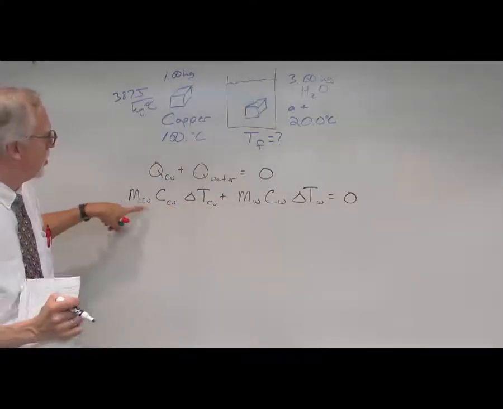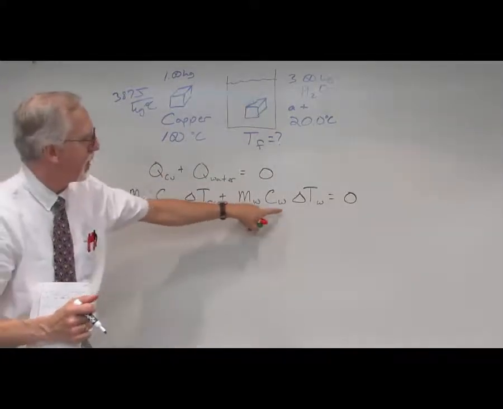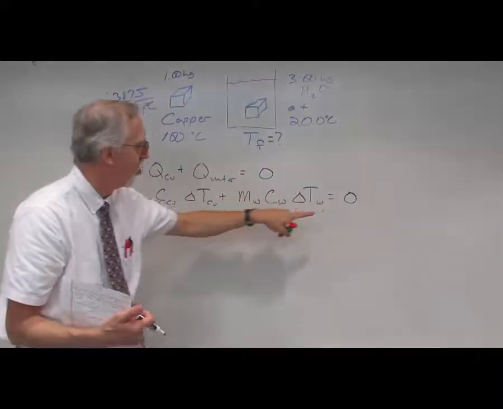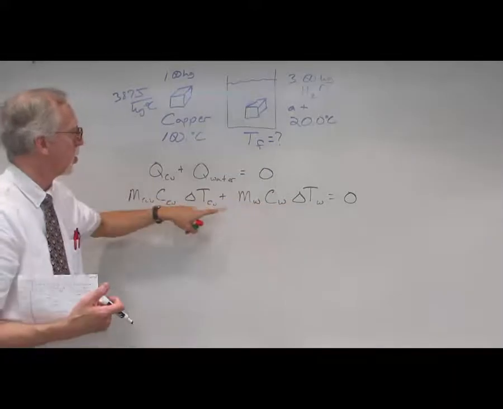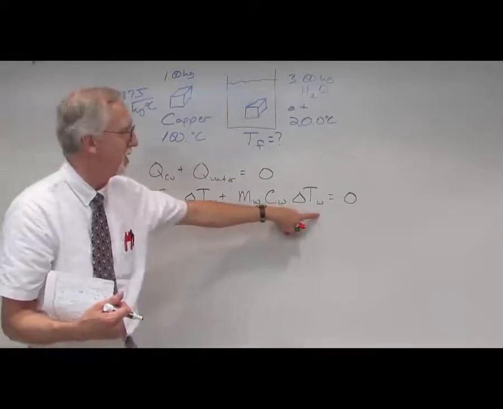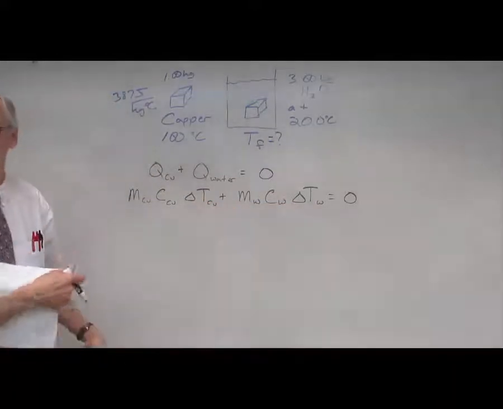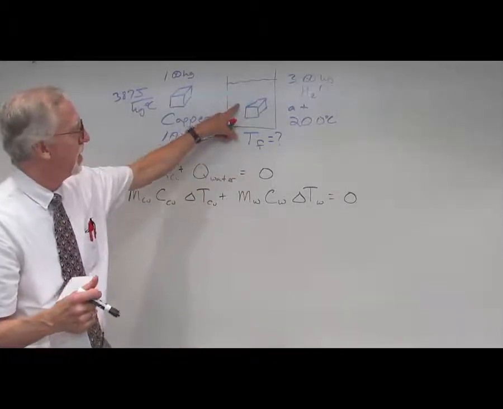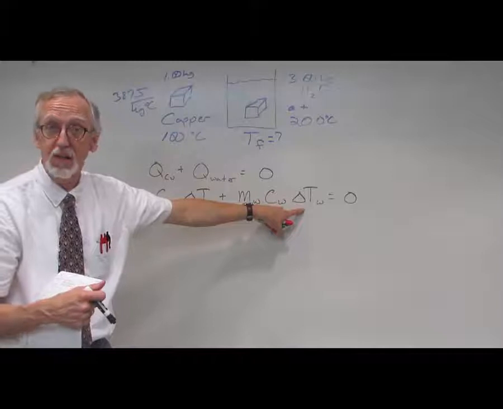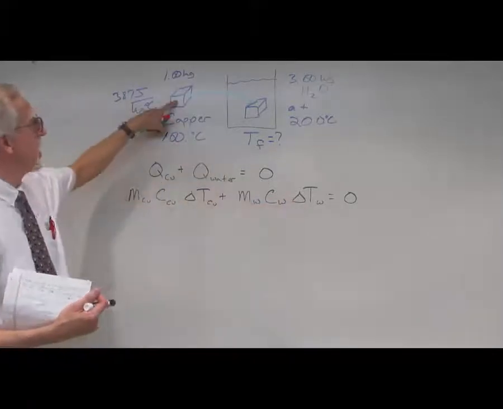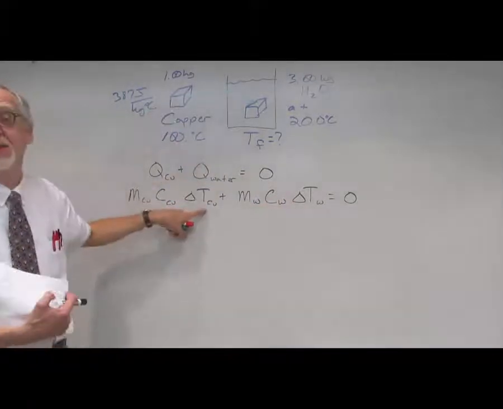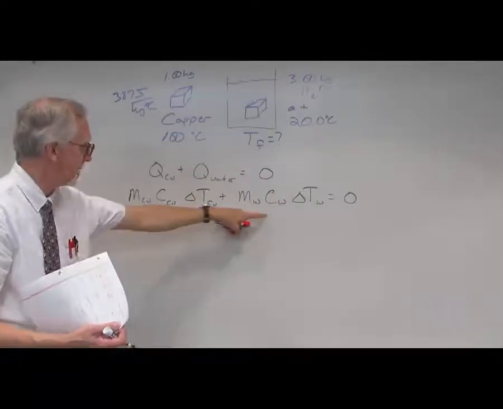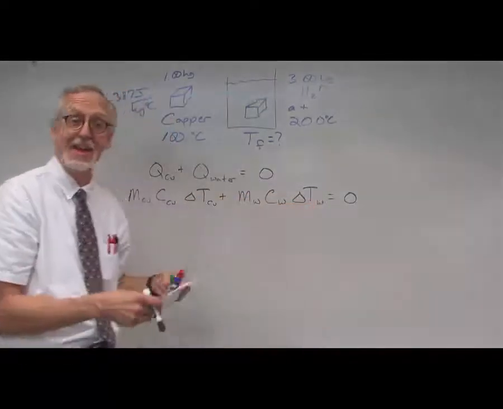So in other words, we know m and c are both positive quantities, so in order for the sum of these to be 0, one's going to have to be negative. In other words, delta T copper or delta T water, one will be positive and one will be negative. Well, what do we expect? We expect the water to heat up, so we expect delta T water to be positive. We know the copper is going to cool down, so we expect delta T copper to be negative. And that's going to give us a positive and a negative quantity, which we expect to add to 0.